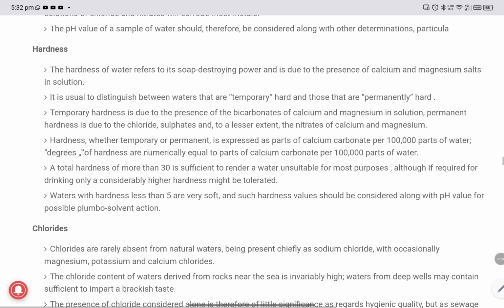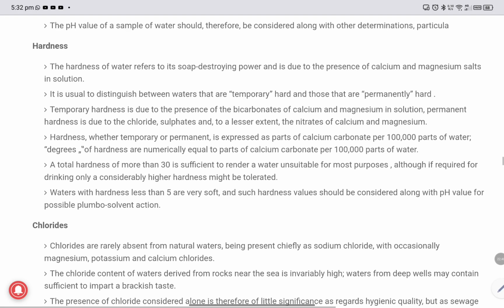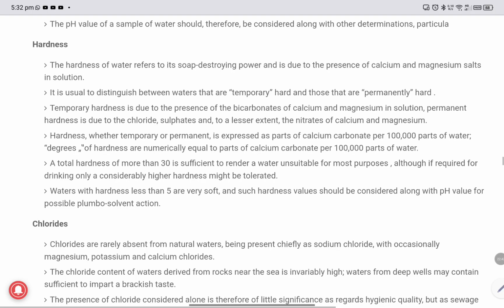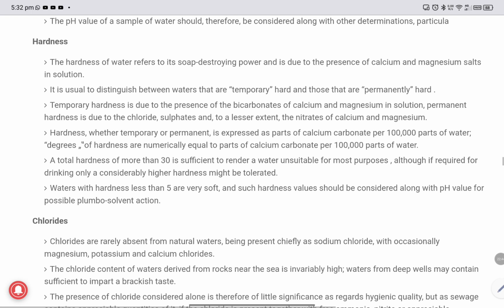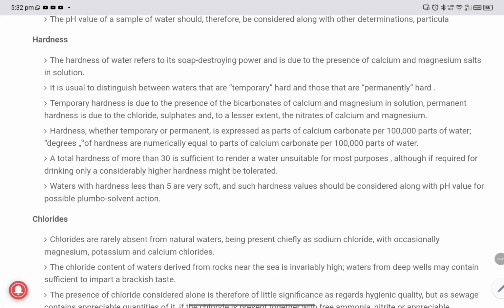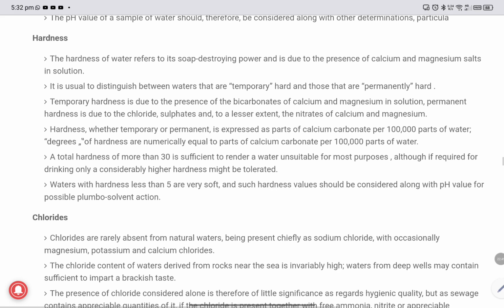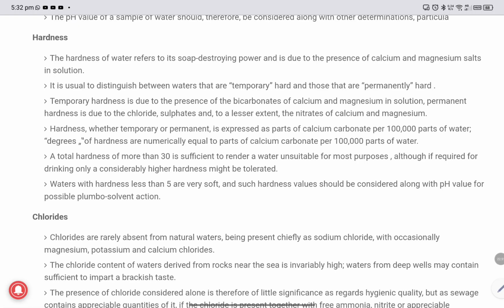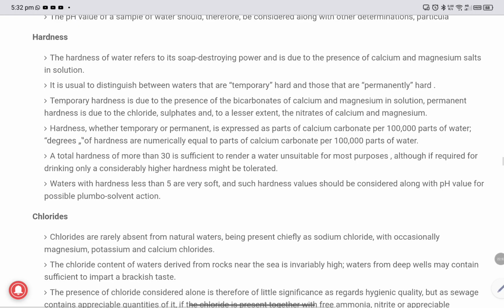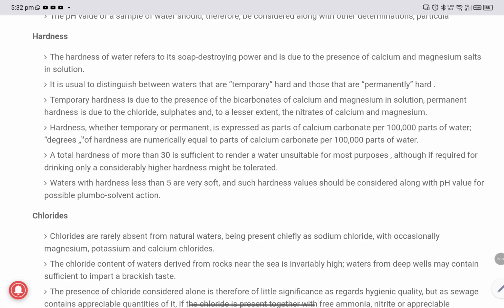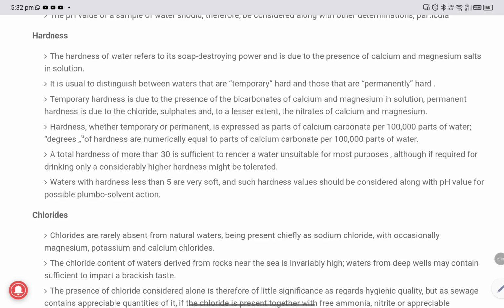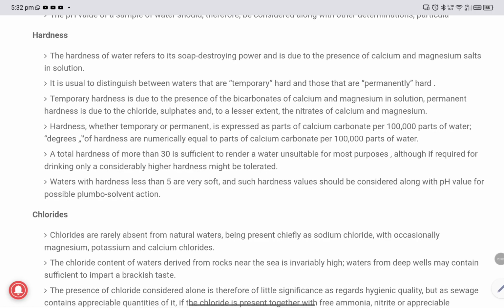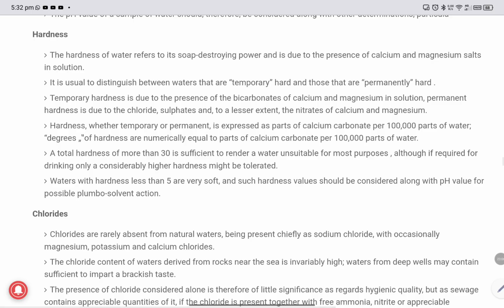The hardness of water refers to its soap destroying power and is due to the presence of calcium and magnesium salts in solution. It is usual to distinguish between waters that are temporarily hard and those that are permanently hard. Temporary hardness is due to the presence of the bicarbonates of calcium and magnesium in solution. Permanent hardness is due to the chloride, sulfate, and to a lesser extent the nitrate of calcium and magnesium.